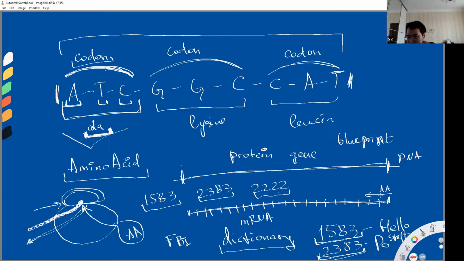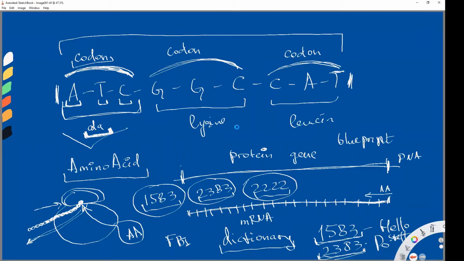It's almost the same. So the ribosome knows these codons, so CAT, GGC, ATC, and it reads them and builds the protein according to these encoded pieces. In our case, every piece means a word. In their case, every codon means one amino acid.